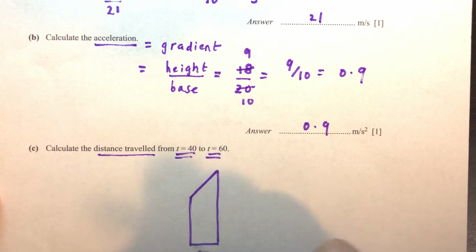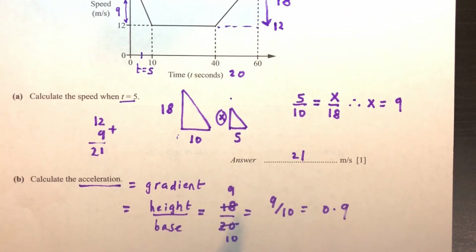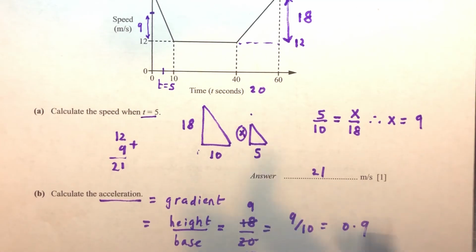The height is 20. And what is this length? This length is 30. As you can see, the length is 30. And what is this small length? Is 12 minus 0 is 12. So this small length is 12.